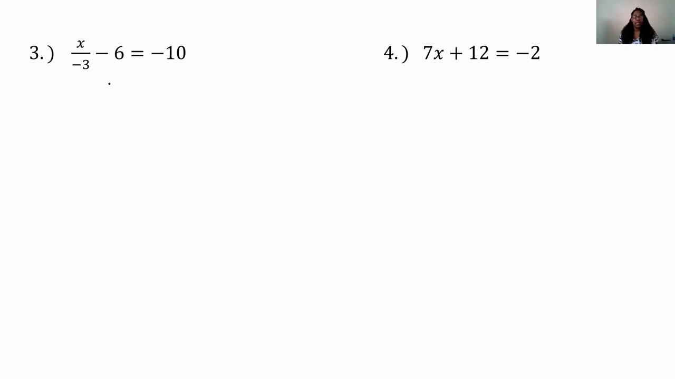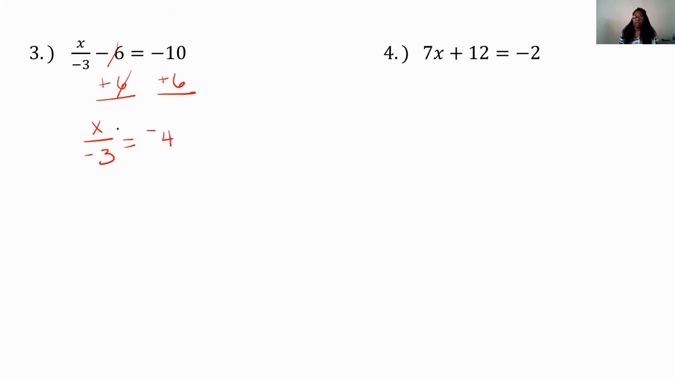So for number 3, we're going to add 6. So I have x over negative 3. And then negative 10 plus 6. Since the 10 is negative, that's my largest value, so my answer is going to be negative. And since they're opposite, it will be 4.